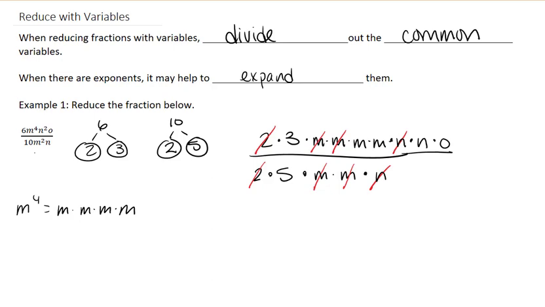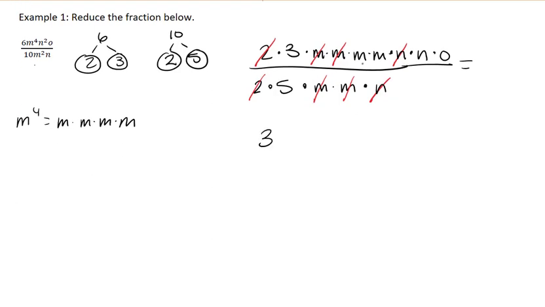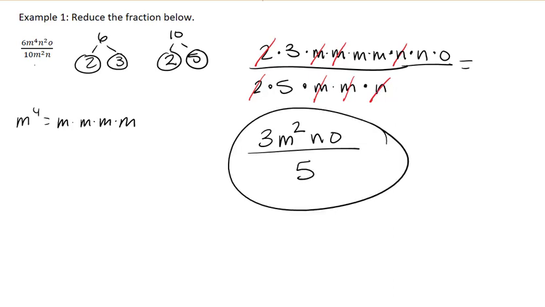And so what are we left with? So when we look at what we're left with, we see we have a 3 on the top. Then we have 2 m's, so we're just going to represent that as m squared, n, o. Then on the bottom we have a 5, and this would be our answer for this problem.